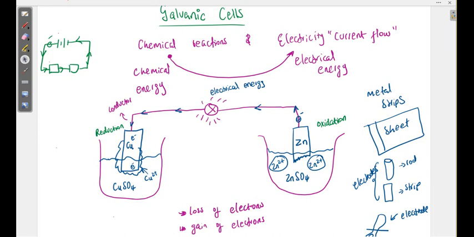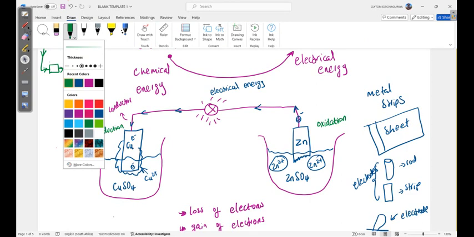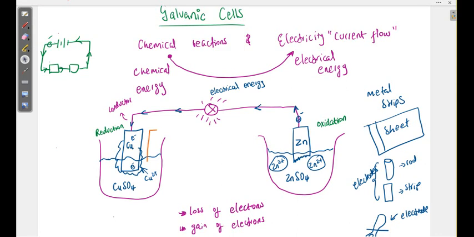Now, there is a very important component we need in order for this to be sustained. If this goes on, we are going to have what we call a buildup of charge. So to prevent a buildup of charge, we usually use what we call a salt bridge. We connect it here like this. They usually like to ask, what is that component there? So this is our salt bridge.